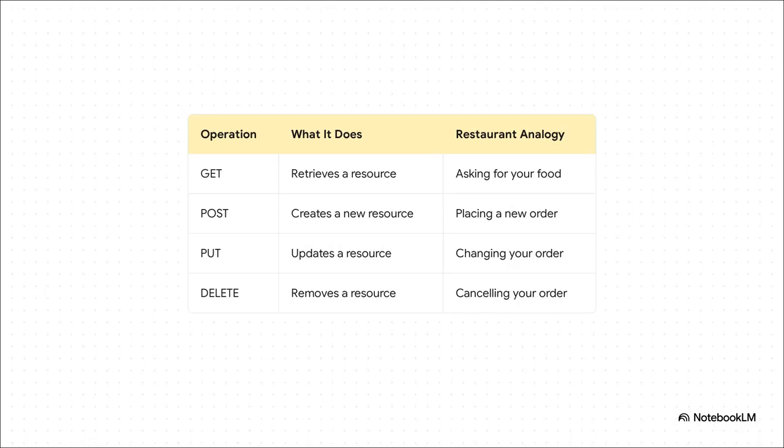And here's where it gets really elegant. Those standard operations, they map perfectly back to our restaurant. A GET request is just you asking for your food. POST is when you place a totally new order. PUT, that's like flagging down the waiter to change something you already ordered. And DELETE is, well, you guessed it, canceling the order. The simple vocabulary is what makes REST so incredibly powerful and universal.